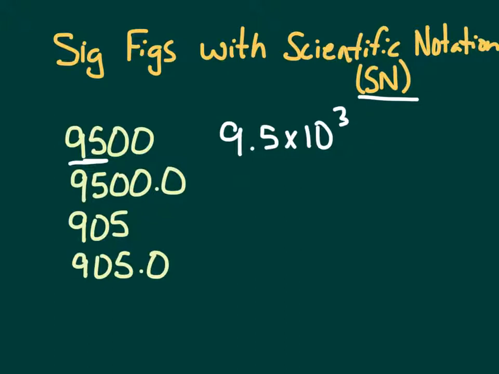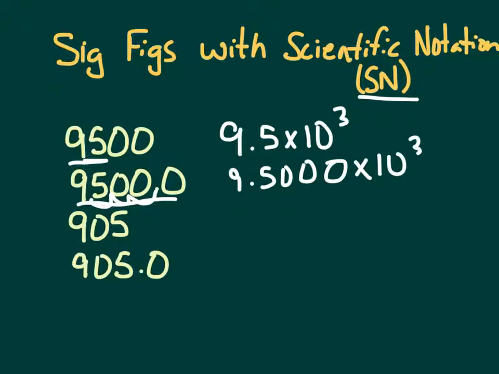This one, they're all significant, so we have to include them all. This would be 9.5000, and then we count how many places we moved the decimal over. Not from the end, but from the decimal. We went 1, 2, 3 places, so times 10 to the third again.